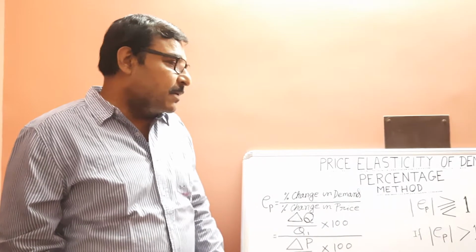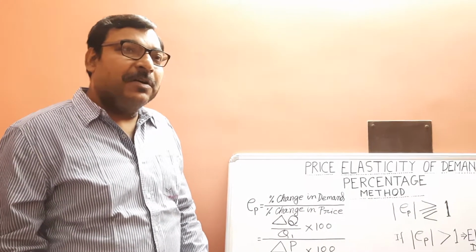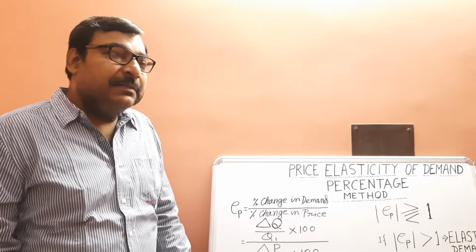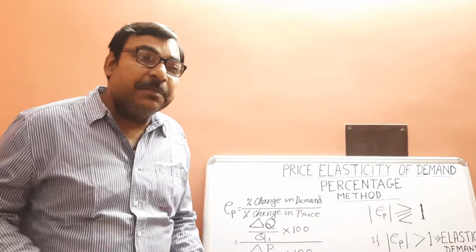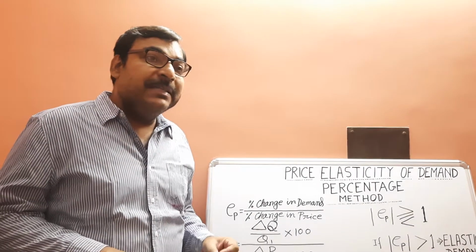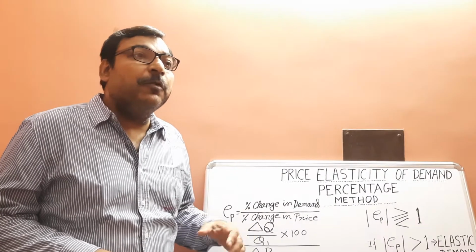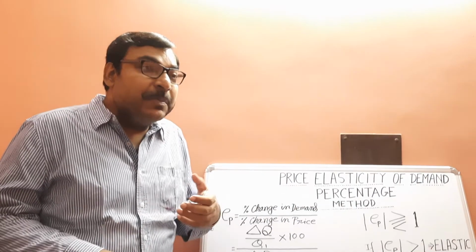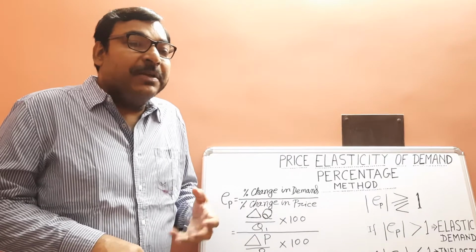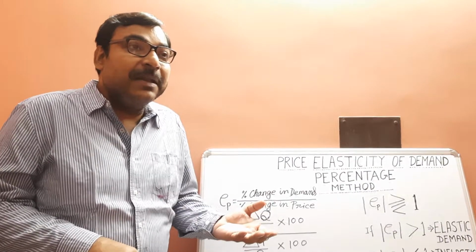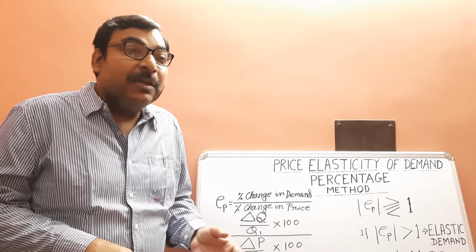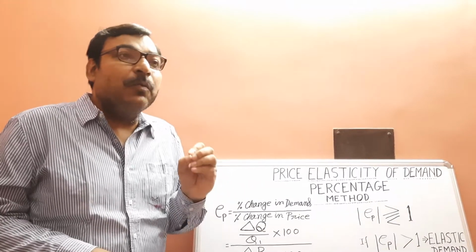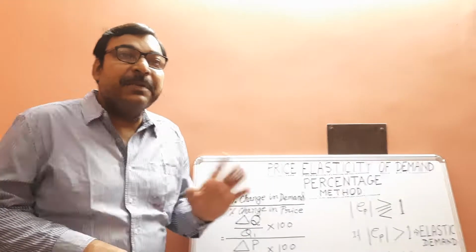Today we are to discuss the percentage method of measuring price elasticity of demand. We all know it. Price elasticity of demand refers to the degree of responsiveness of quantity demanded due to a change in price. So we have to measure the response of the consumer, whether there is a high response, elastic demand, or low response, inelastic demand. And the percentage method is one of the methods of measuring this price elasticity of demand.